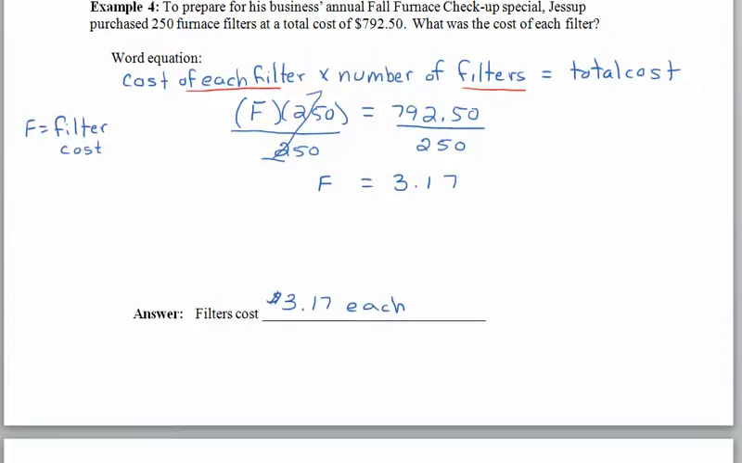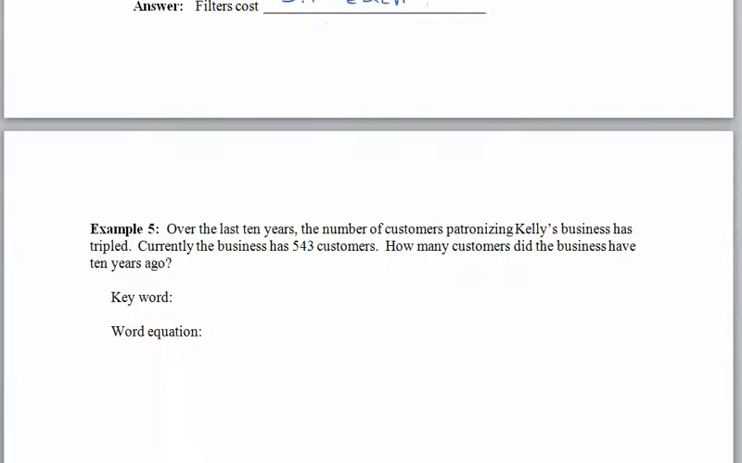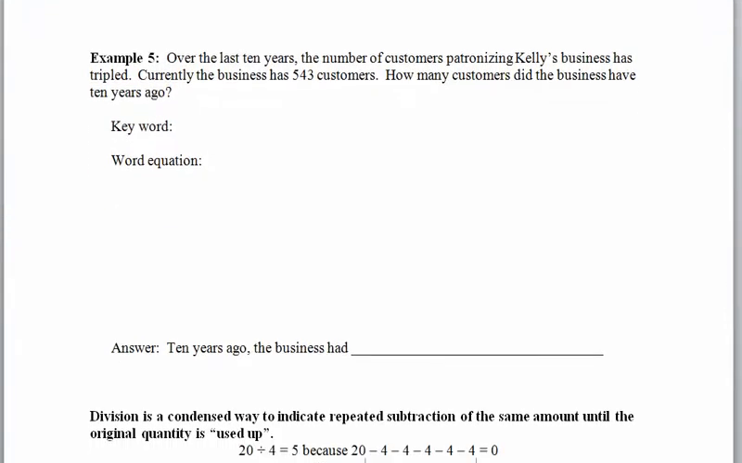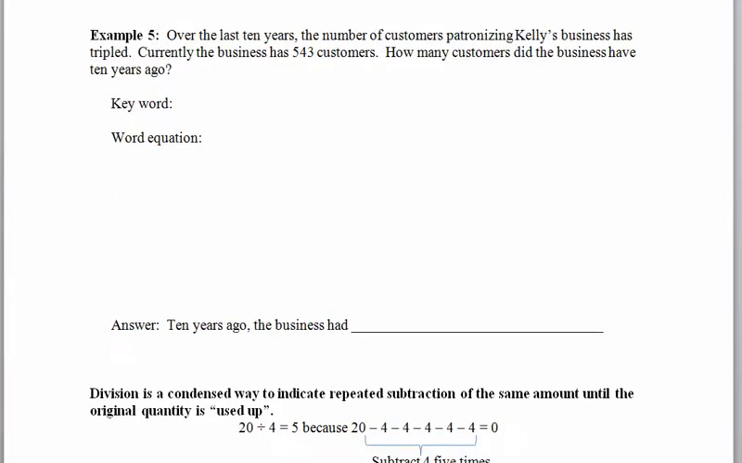All right, let's find our next example. Slide down here. I guess you all will be flipping the page. Over the last 10 years, the number of customers patronizing Kelly's business have tripled. Currently, the business has 543 customers. How many customers did the business have 10 years ago? And our key word here is tripled. And tripled means we're going to multiply by 3. So something happened to multiply by 3. Whenever you're looking at tripled or double or words like half or a third, things like that, the real question is to ask yourself, which value should be larger?